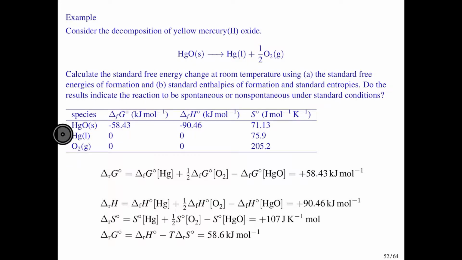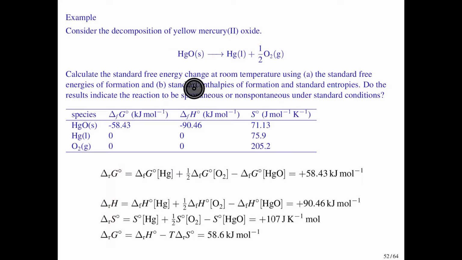We'll note that the Gibbs energies of formation for elements in their reference forms are 0, just like they are for the enthalpies of formation. So we'll have 0 plus 1/2 times 0 minus the Gibbs energy of formation for the mercury 2 oxide right there. And so we'll wind up in this case with plus 58.43 kilojoules per mole. This indicates that the reaction is non-spontaneous under standard state conditions.